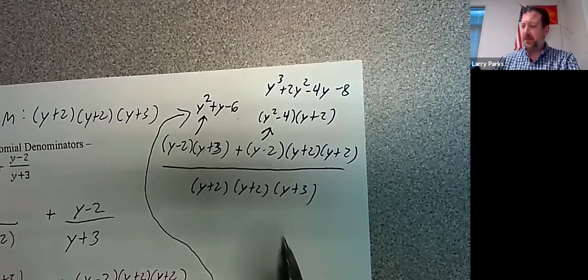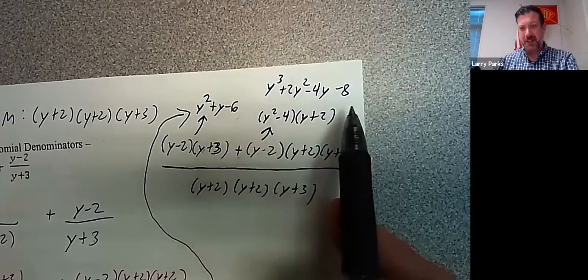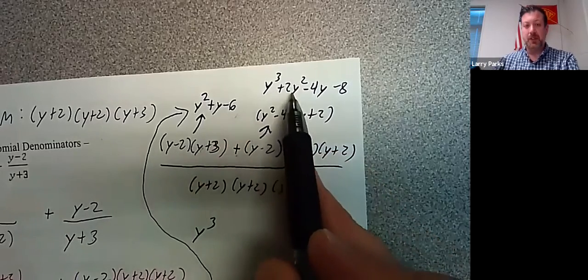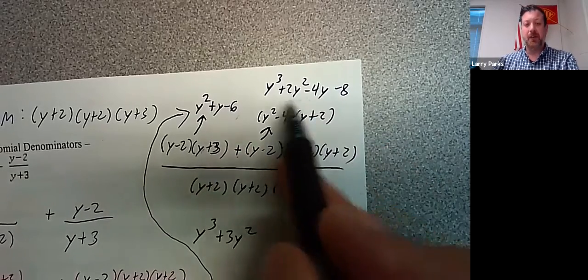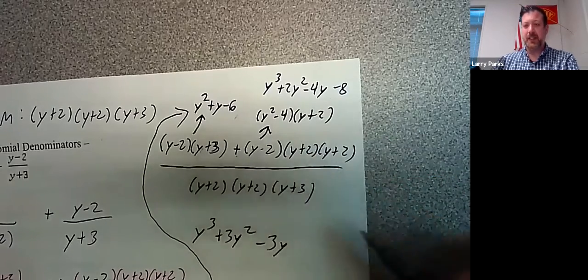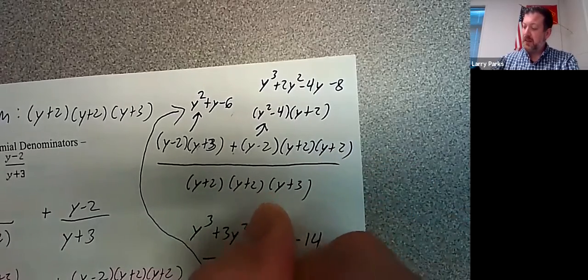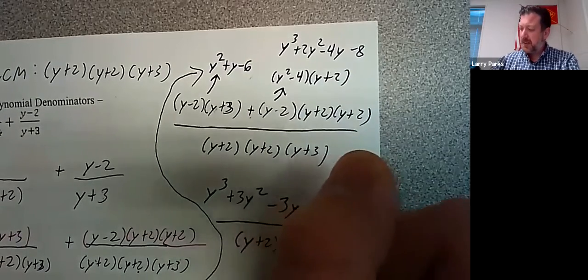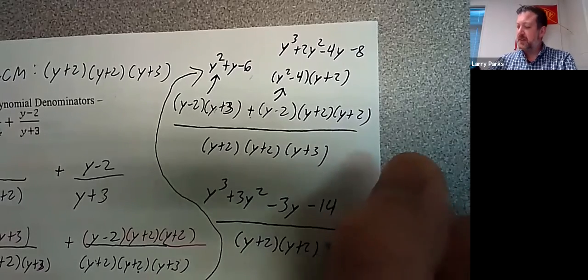And then combine like terms. Remember, this is a plus, so I don't have to distribute a minus. If this was a minus, I would then change all the signs. Putting this in order, I have y cubed. 2y squared and 1y squared is 3y squared. Negative 4y and y is negative 3y. Negative 8, negative 6, negative 14, all over y plus 2. And instead of putting y plus 2, I'm going to be lazy and leave it as y plus 2. I could have put it as y plus 2 squared.